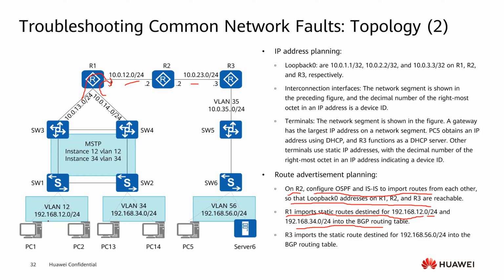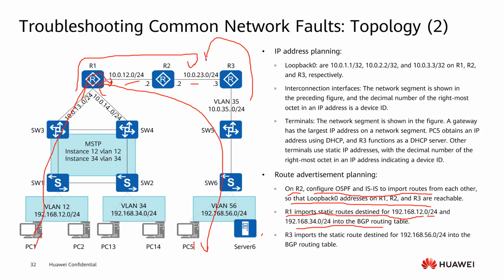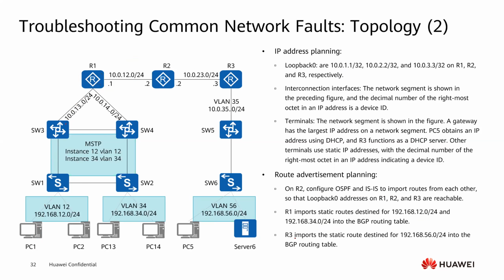Okay, because we want PC1, PC5, PC6 and server 6 to communicate with each other. So the static route must be sent to the two peers, and R3 must also import the static route into BGP. Only in this way may R1 and R3 both have the peer network segment route. R3 imports the static route destined for this segment.